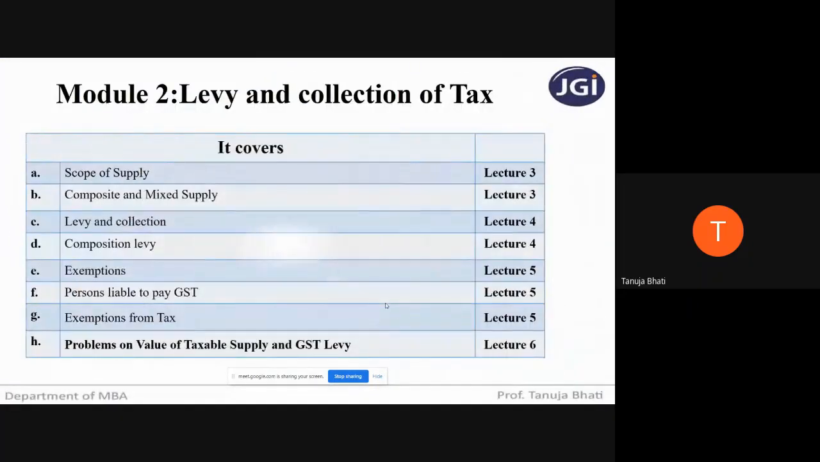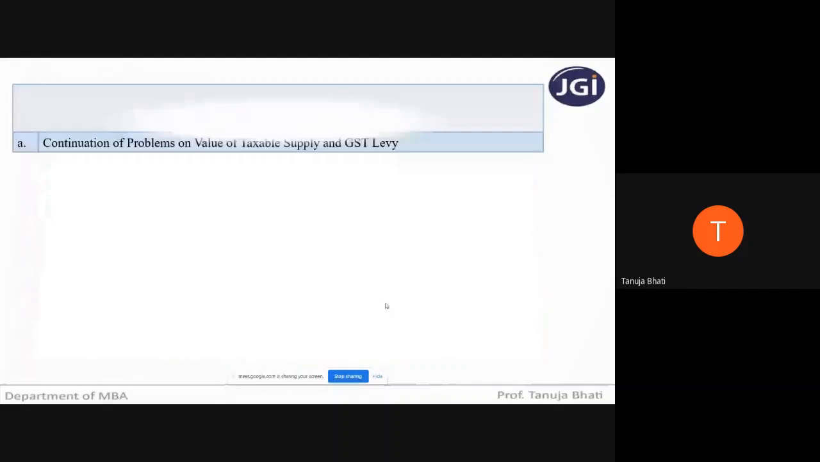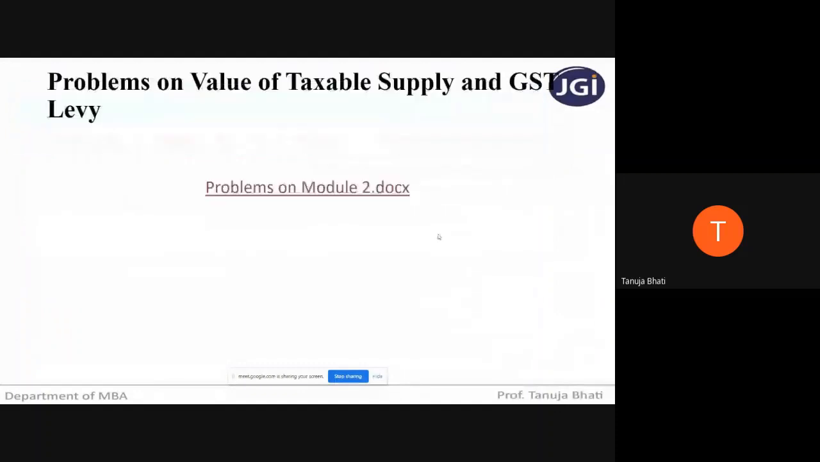Under module 2, we had seen scope of supply, composite mix supply, levy collection, composition levy, exemptions, persons liable to pay GST, exemptions from tax. So we were seeing under lecture number 6 problems on value of taxable supply and GST levy. Today we will again be continuing looking into the problems on value of taxable supply and GST levy. So let us go to the problems.